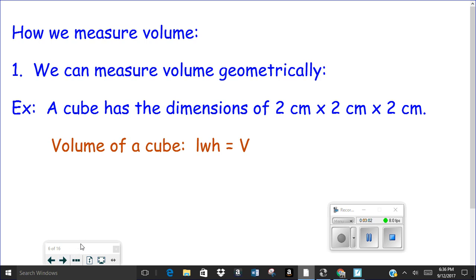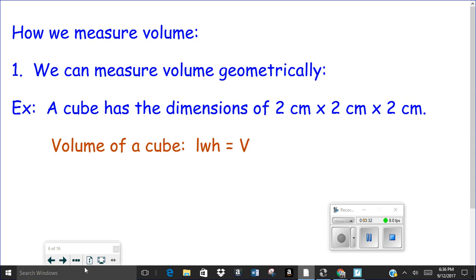There's 2 ways to measure volume, as you saw in the measurement lab. The first way is we can measure volume geometrically. So for example, think back to the dice that you were using in the measurement lab. A cube has the dimensions of 2 centimeters by 2 centimeters by 2 centimeters. You use the geometric equation that you learned in geometry for volume. Volume of the cube is length times width times height.